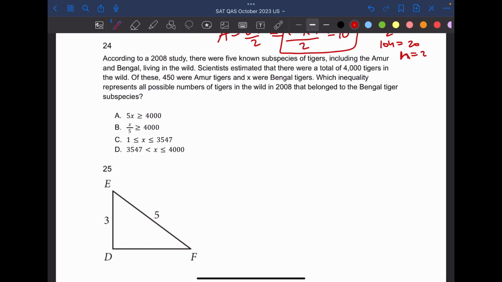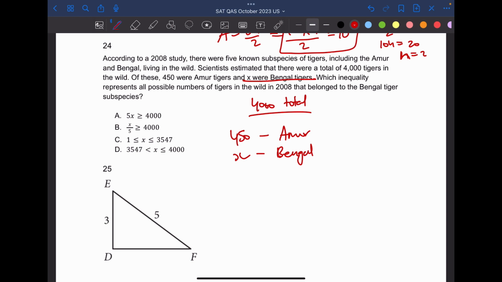Okay, question number 24. According to a 2008 study, there were 5 known species of tigers, including the Amur and Bengal, living in the wild. Scientists estimated that there were a total of 4,000 tigers in the wild. Of these, 450 were Amur, so I'm going to write that down. So out of 4,000 total, we had 450 of Amur, and we had X Bengal. So X are Bengal. And then it says which inequality represents all possible numbers of tigers in the wild in 2008 that belonged to the Bengal tiger species.